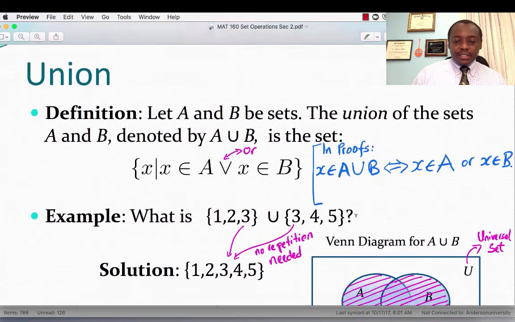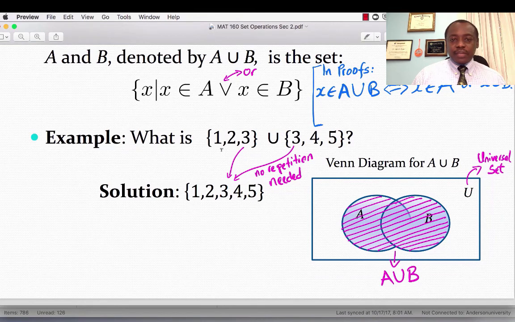Now, a very simple, straightforward example. If A is the set {1, 2, 3} and B is the set {3, 4, 5}, then A union B would be the set {1, 2, 3, 4, 5}. Observe that there is no need to repeat 3. So it's just 1, 2, 3, 4, 5. And if this is my A and that's my B, my A union B would be the shaded region. And our universal set is U.